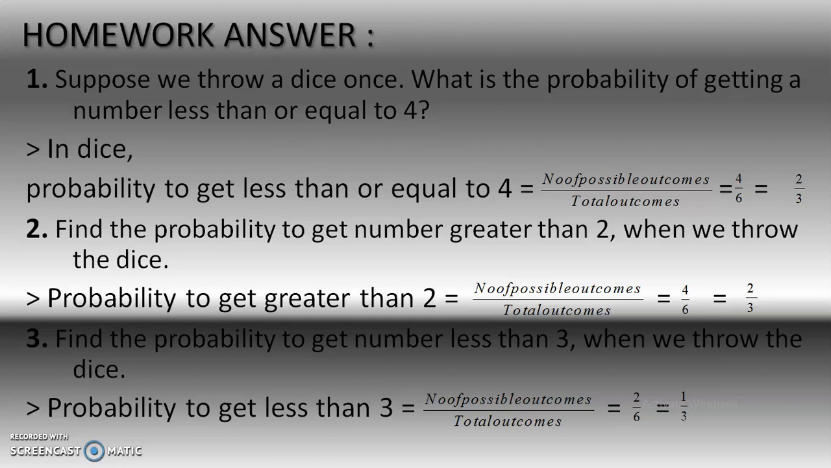Third question: find the probability of getting a number less than 3. Less than 3 means don't include the number 3. The outcomes are 1 and 2, so the favourable outcomes are 2 when we throw the dice. So the probability of getting less than 3 equals number of possible outcomes divided by total outcomes, which is 2 by 6. 2 by 6 equals 1 by 3 because 2 threes are 6. Got it? If you have any question about the answers, you can ask me in the comment section. So go to the next slide.